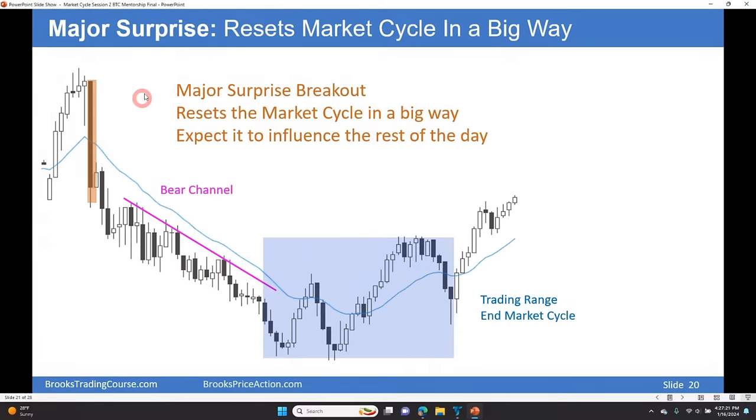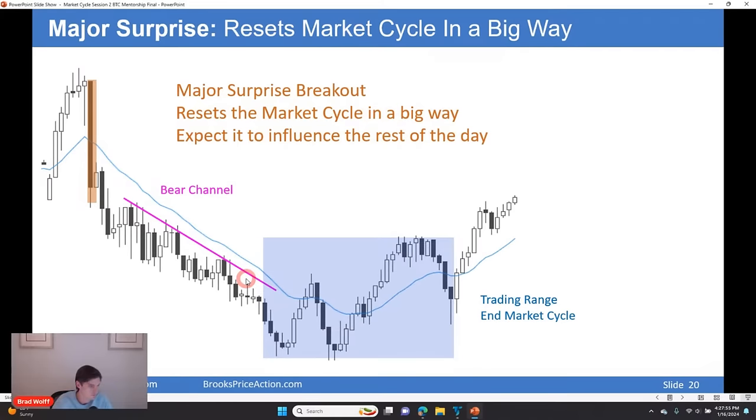So when I think major surprise, I think reset the market cycle in a big way. And therefore, no matter what we had over here, we have a new breakout, new market cycle. So bear breakout, next phase is a channel. Channel is probably going to last for several bars, which it did, a lot of overlap. When the channel occurs, the next phase you think about is trading range. The key with channels is to understand that the market can last a very long time before the trading range begins. And you can see the market rallied all the way back up to here, the beginning of the channel, either here or here.